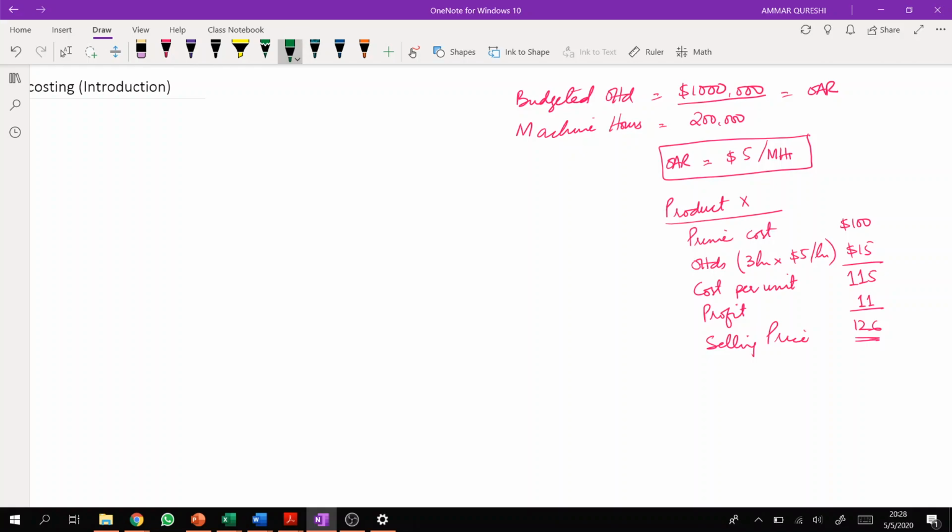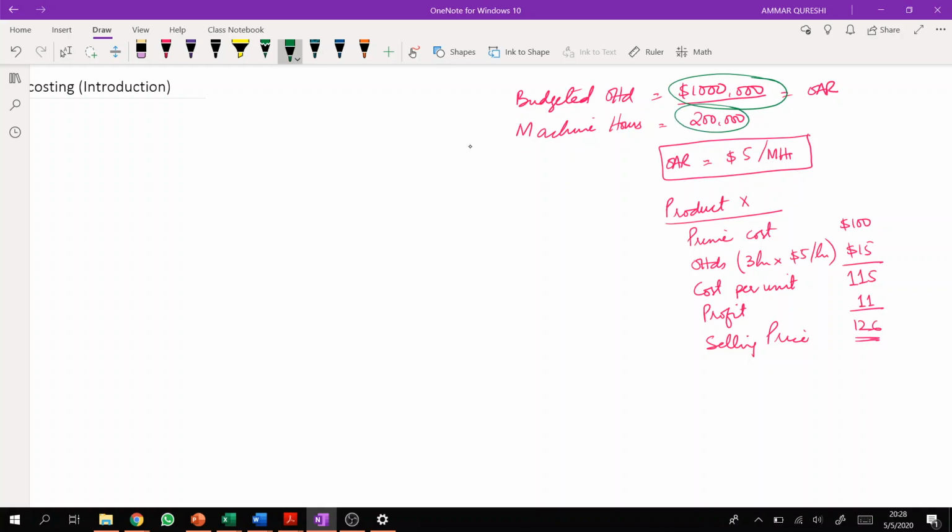Now, what is wrong with this method? See, the developers of activity-based costing have criticized this method. They said that there is nothing wrong with this concept of absorption costing. Absorption costing itself is perfectly fine, but the only problem is that we are distributing 1 million total overheads by using just one activity level.